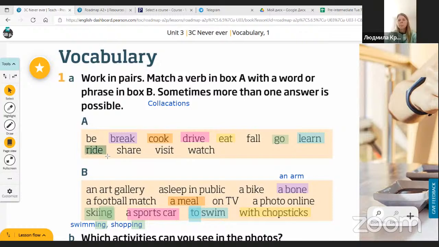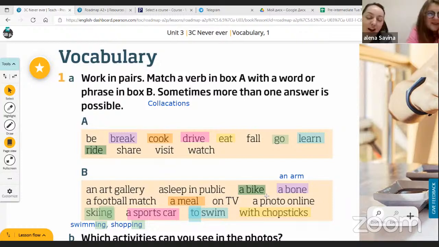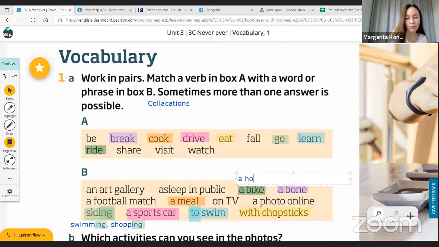Okay. The next one is ride. Bike. Ride a bike. It's easy. Can you give me other examples with ride? Bicycle. It is a bike, actually. Bicycle and bike is the same. Or a motorbike. Okay, what else? Можно сказать ride the horse. Yes, exactly. Вообще, на самом деле, ride – это все, что вы едете верхом. So ride a horse, ride a bike, ride a motorbike, ride a scooter.